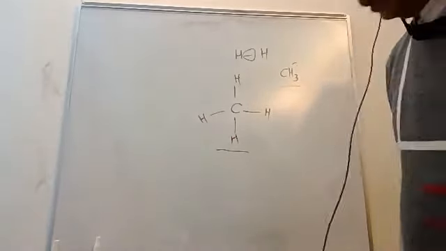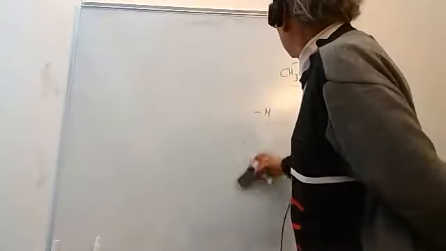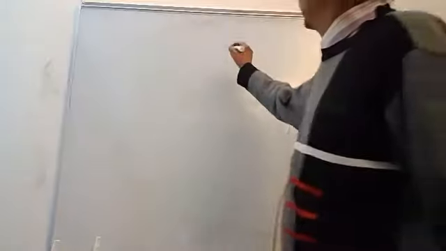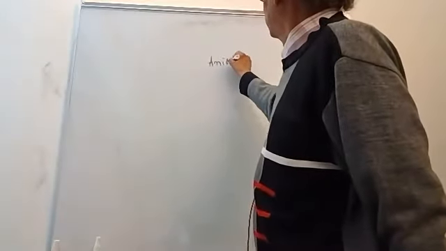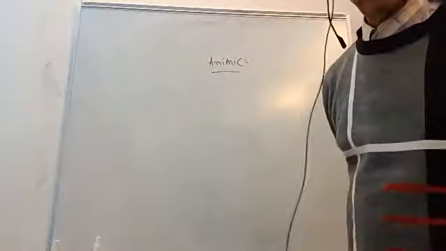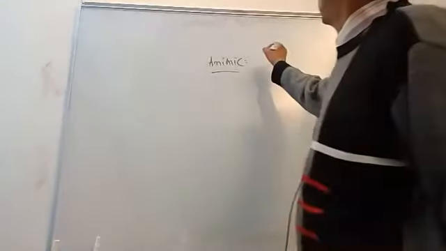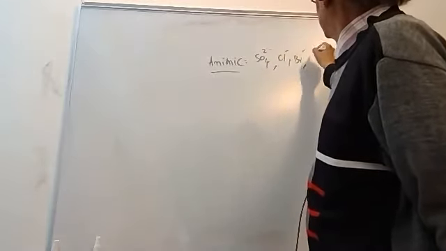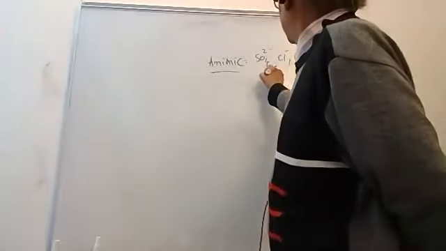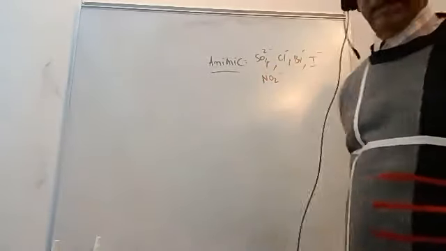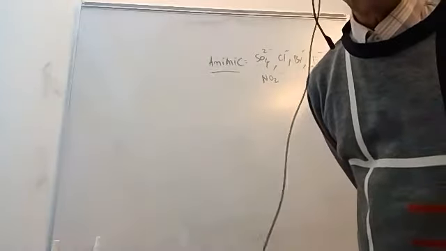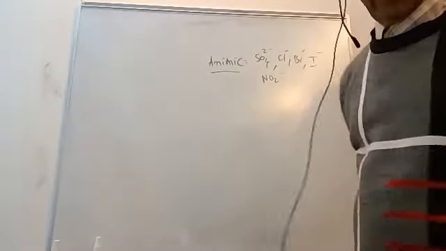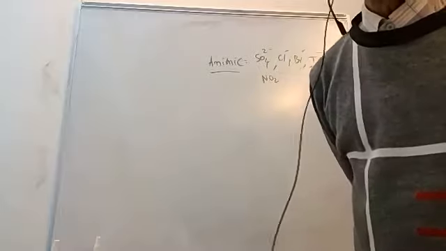Okay. All right. So when you look at the ligands, ligands generally are mostly two types. One is anionic ligands, that is ligands that carry a charge. For example, SO4 2-, Cl-, Br-, I-, NO3-, NO2-. These are all anionic ligands. That means they have a charge.